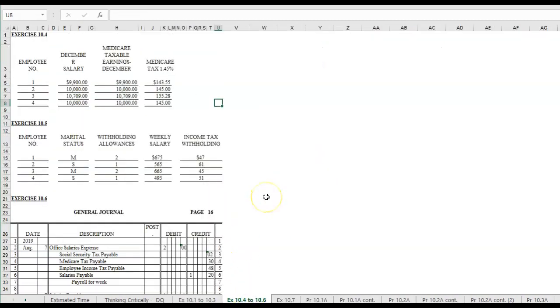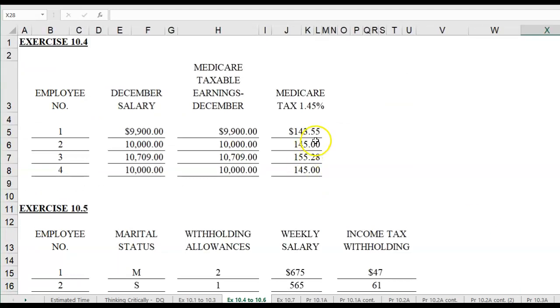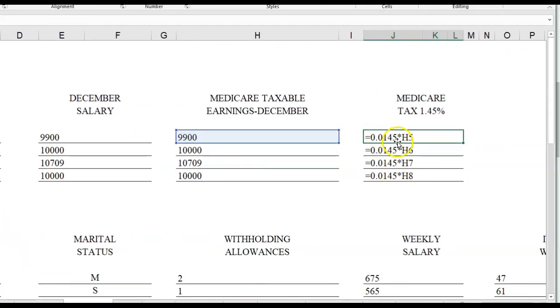10.4 to 10.6. Again, this is all just doing math, but let's take a look at it really quickly. I really should try to zoom this up so we can see it better. All right, here we're figuring out the Medicare tax. So if you look at the formula here, I'll show you the formula. I'll hit Control tilde again, and you can see the formula right here, 1.45 times H5, which is your taxable earnings.